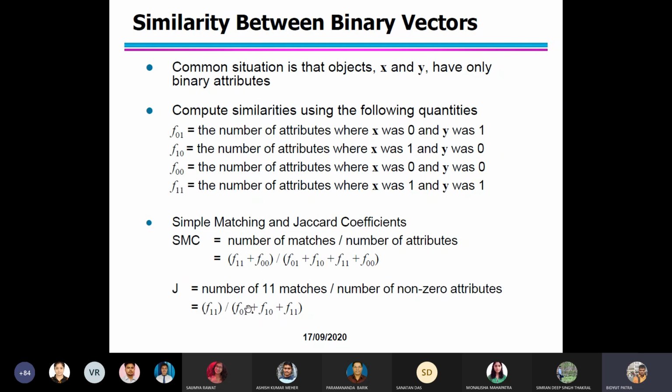That also will be considered here, because F01 indicates that the first guy did not purchase the item, however the second guy purchased it, and F10 is the reverse. The first guy purchased but the second guy did not. The third one is the item both of them purchased. So that gives the Jaccard coefficient. Jaccard is a very familiar measure, especially for binary attributes. It was introduced long back, around 1889 or 90.